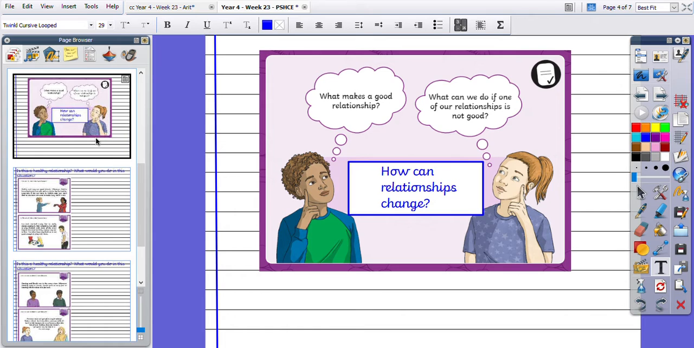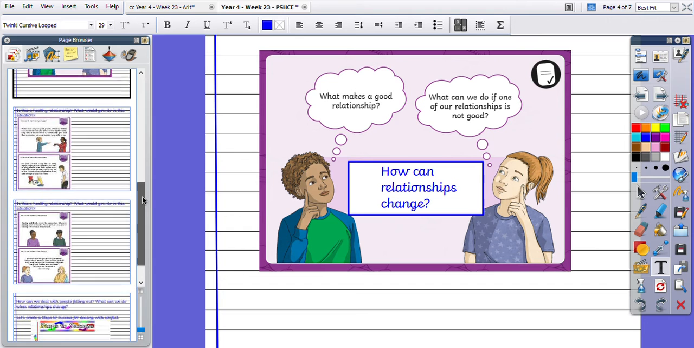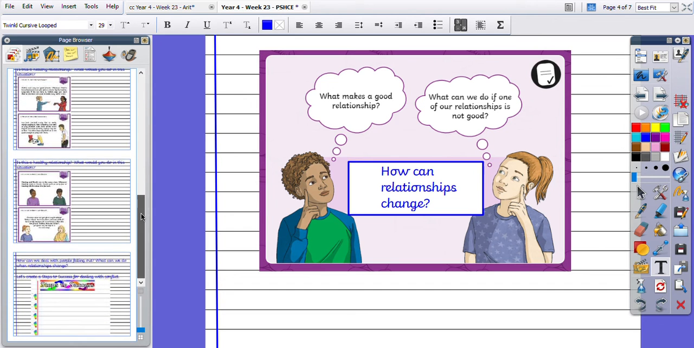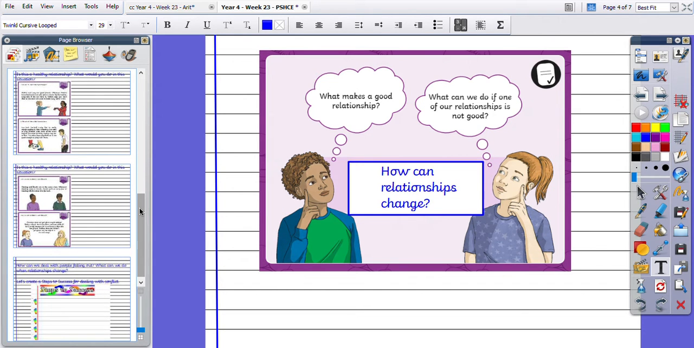Okay then. What makes a good relationship, which is what we've just talked about, and what can we do if one of our relationships is not good? So have a little think to yourself, what might you do if one of your relationships suddenly becomes not so good? So perhaps you have a falling out with a friend and it's something that goes on for a long time. How could you change that? What could you do?